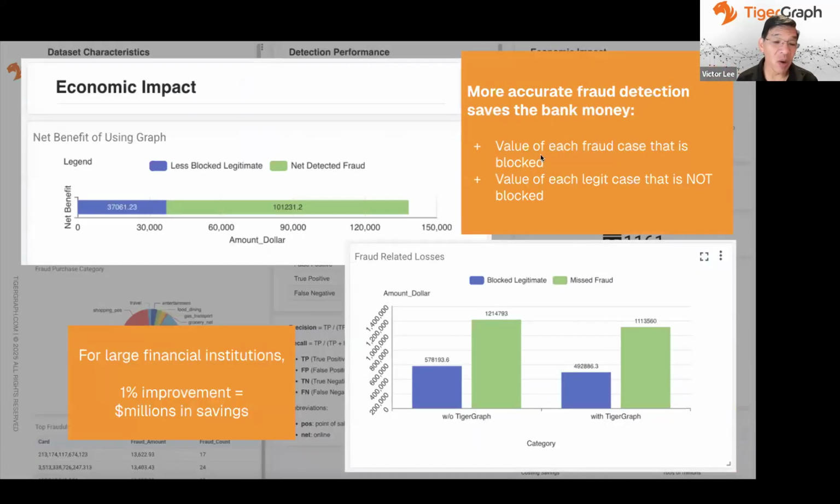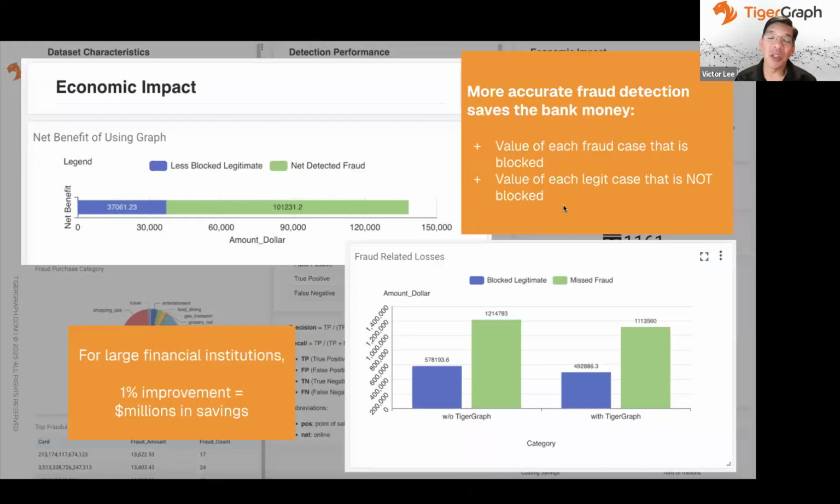Those statistics are great. What is the economic impact? A simple way of looking at it is every time you block a fraud transaction, the value of that transaction is money that you saved. Now, in the real world, it might not be so black and white. As I said, there's actually overhead. Each dollar of fraud actually costs a bank like $3. So it's actually higher than this.